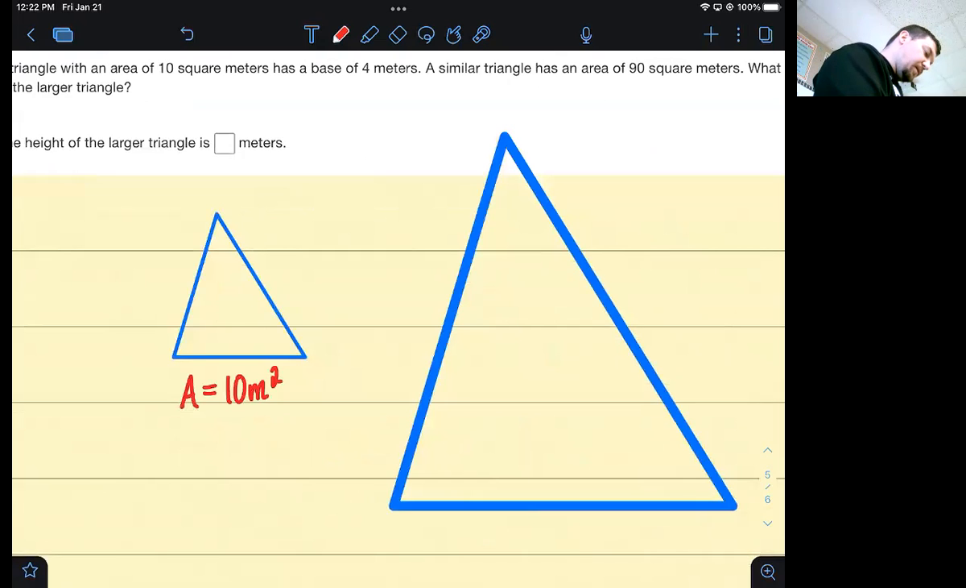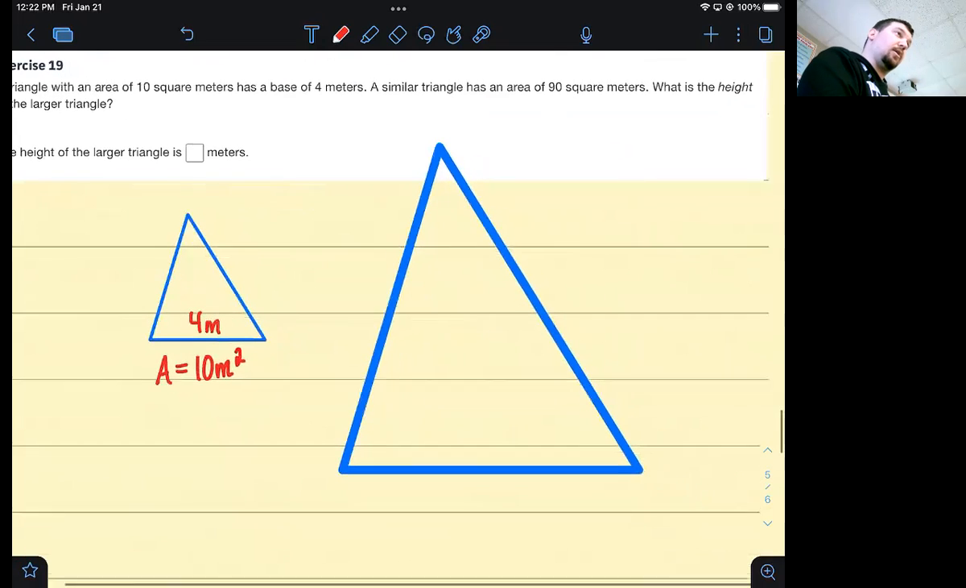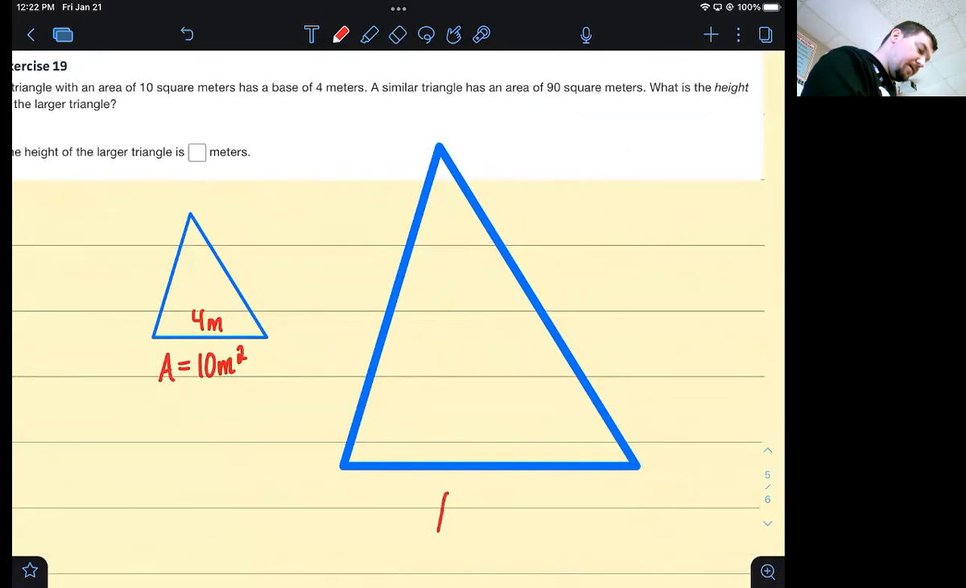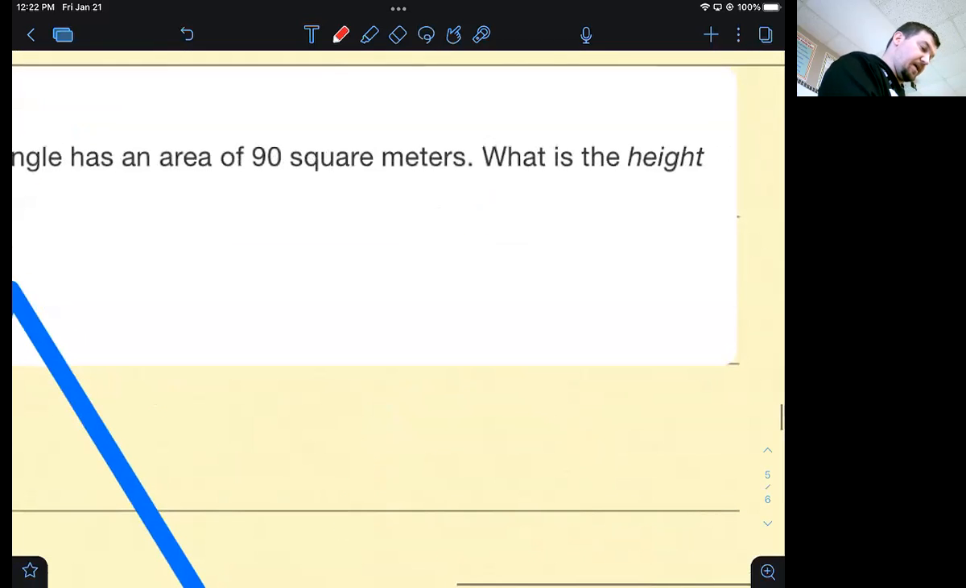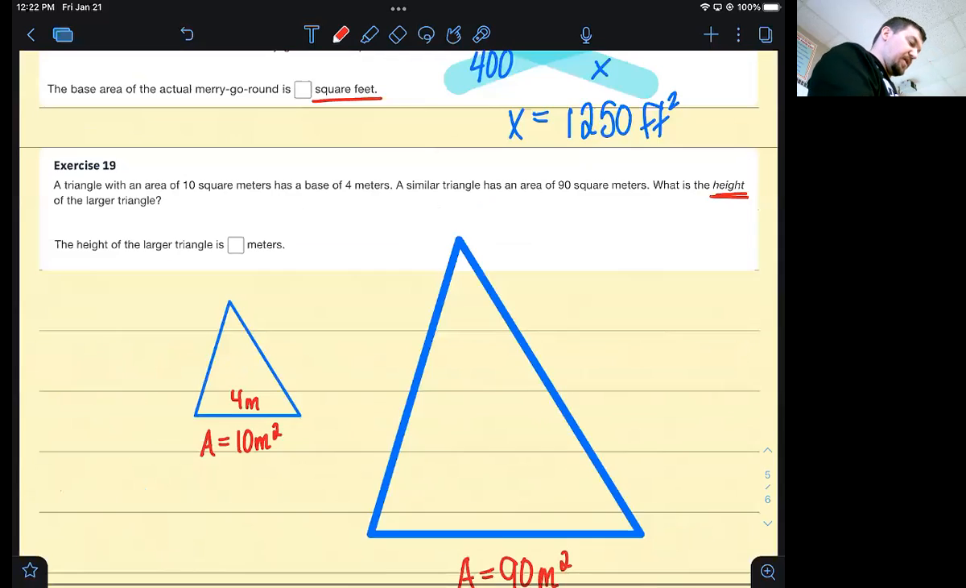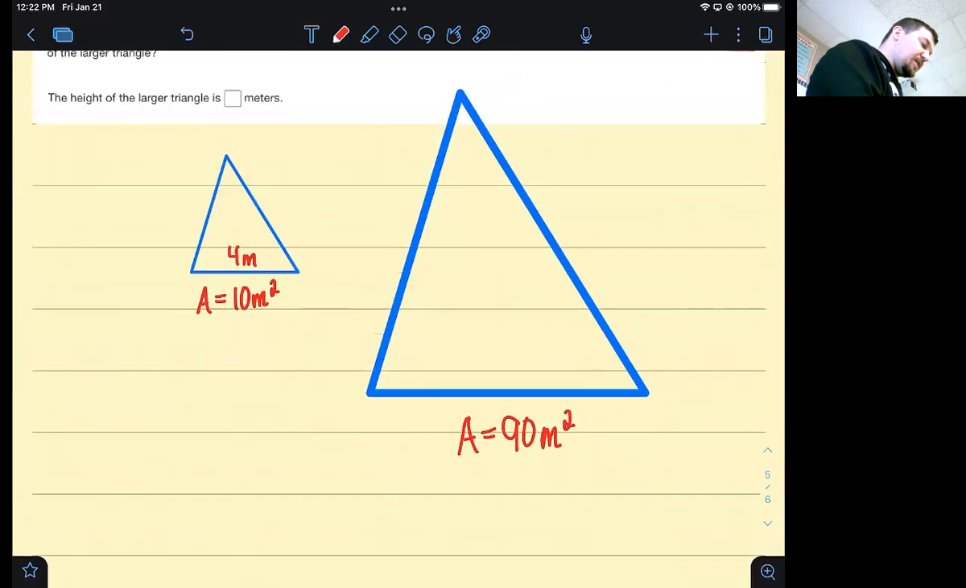And it has a base of 4 meters. The larger triangle, which is similar in size, has an area of 90 square meters. And we don't know what its base is, but we can find its base. And then eventually we're going to need to know its height because it asks for the height of the triangle. That's why they italicize that, because you would think base, but they're going with height here. So I can use that to find my base of the bigger triangle.